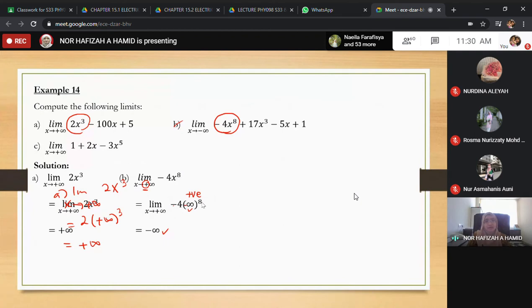Okay, and for C, the highest degree term is negative 3x to the power of 5. So you take together the negative sign, negative 3x to the power of 5. Okay, so x approach to positive infinity. So substitute x with positive infinity. So positive value power 5, still you get positive. So positive times negative, you will get negative infinity. Okay, so this is for example 14. So all of these are considered as polynomial.